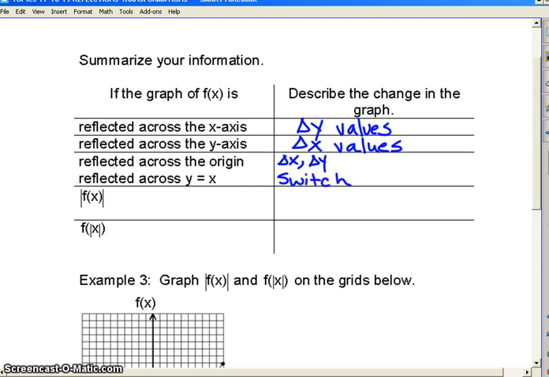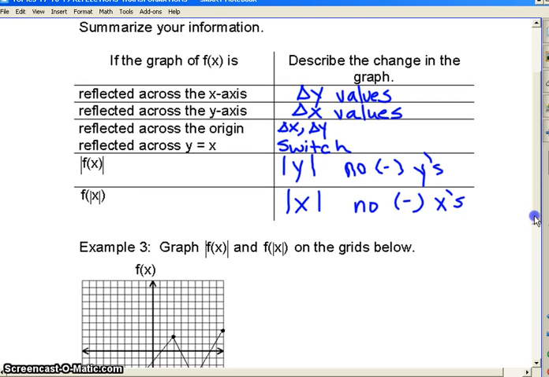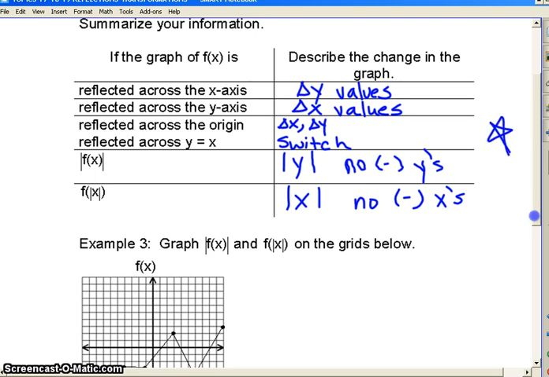Okay, the absolute value of f of x also means the absolute value of y. So change, well, let's write it this way. No negative y's. And then the function of the absolute value of x means no negative x's. Okay, if you'll memorize this chart, these problems would be pretty easy for you.